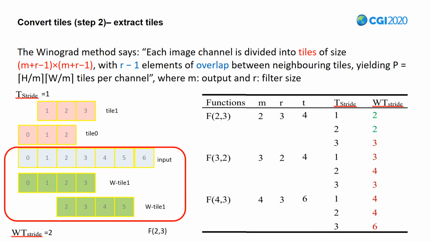The Winograd method says the stride is R-1, but we found it is not so in all cases. We summarize some direct convolution strides T and Winograd tile strides WT in this table. We can see the WT stride could be bigger than R, where R is the filter size. That means fewer tiles are extracted, resulting in less computation and less memory. This is important for improving hardware resource efficiency and performance.